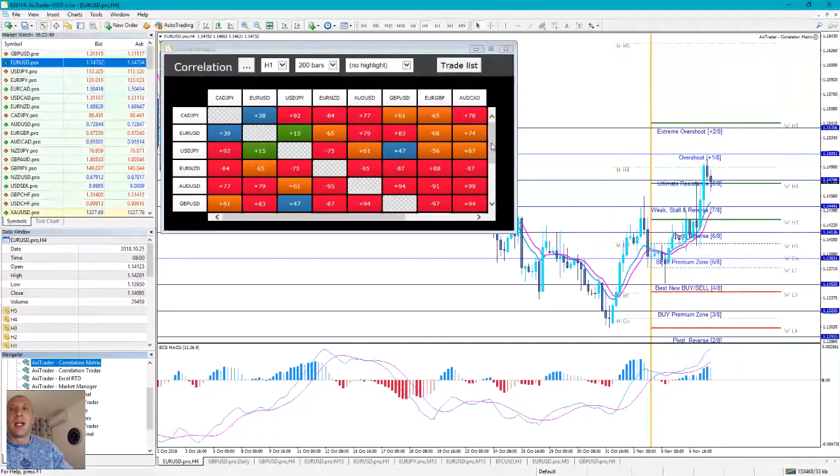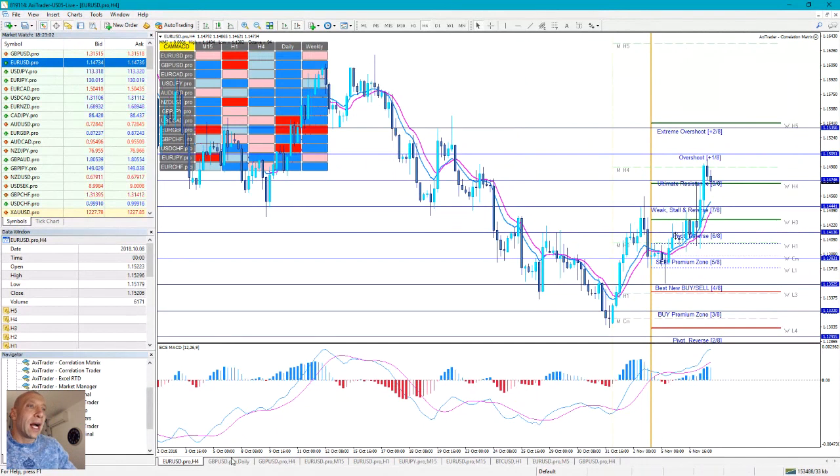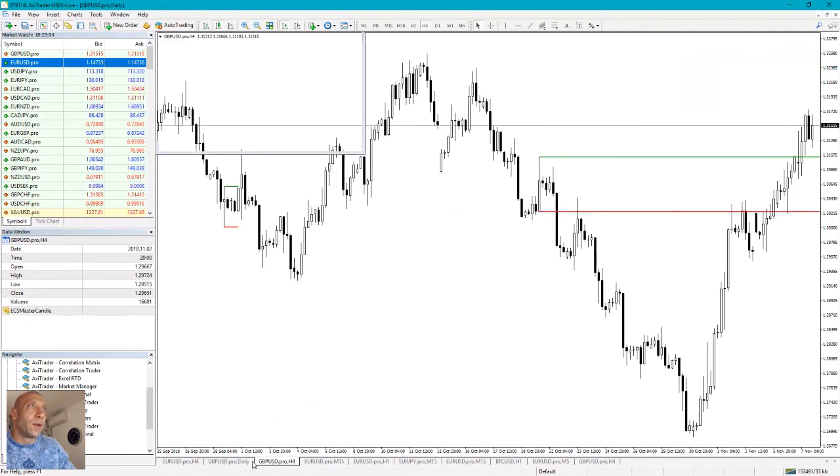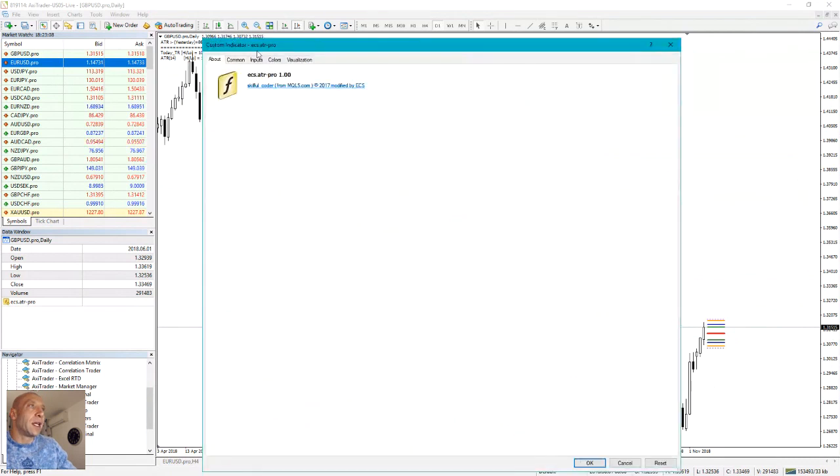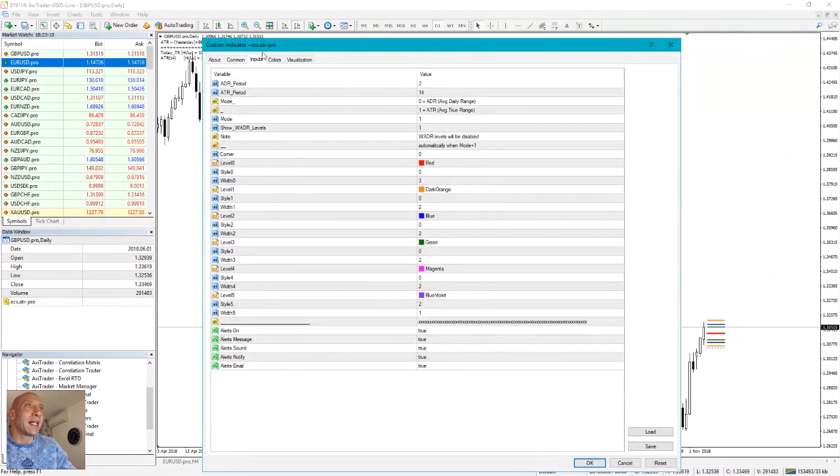It's very important, and I just don't know why people are not using correlation table to the bigger extent. The last thing, guys, that is very important is this ATR indicator. Okay, I will pull the chart now of my ATR here. If you go to indicators list here, this is our ECS ATR Pro indicator.